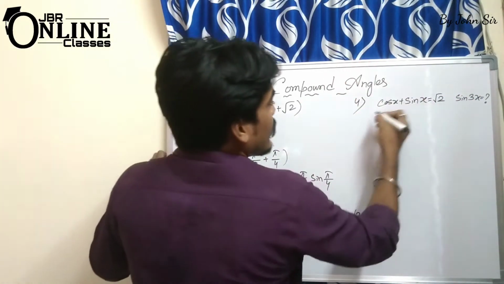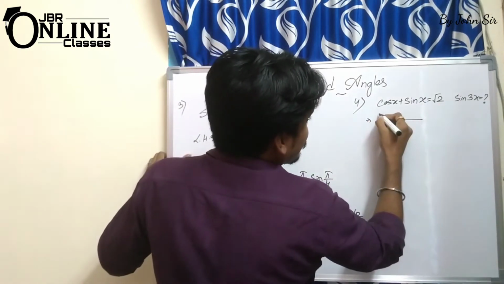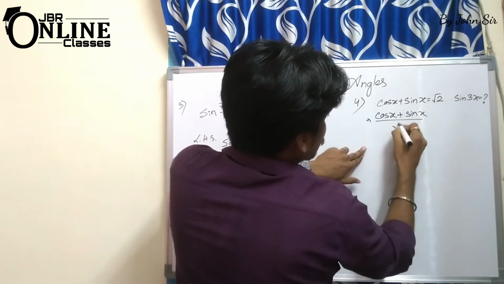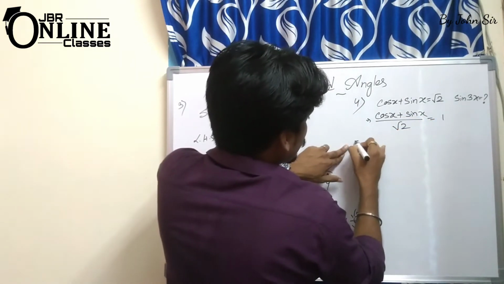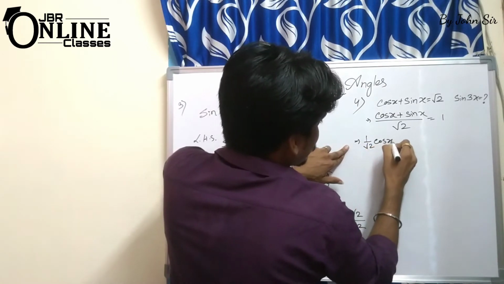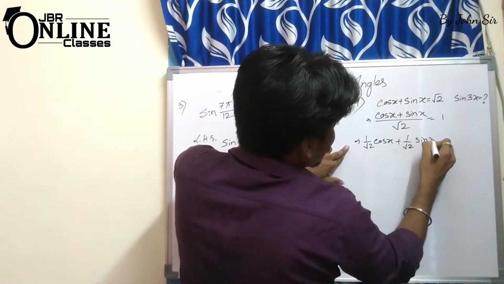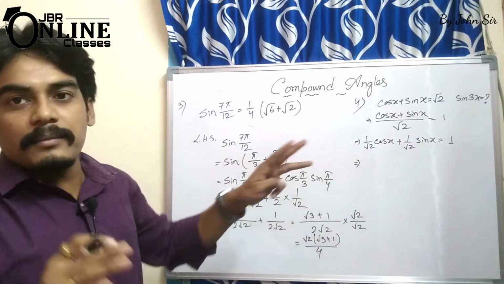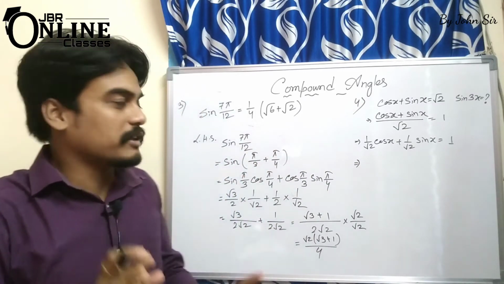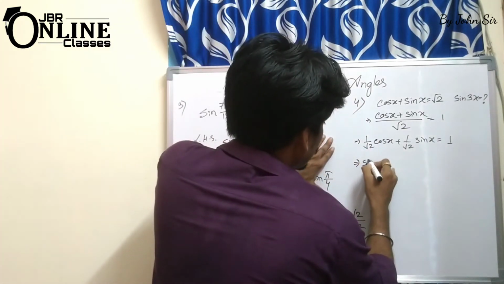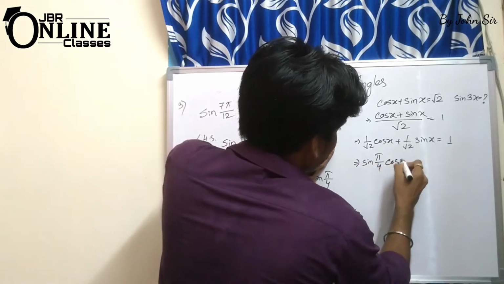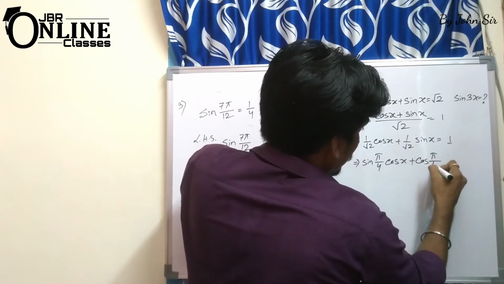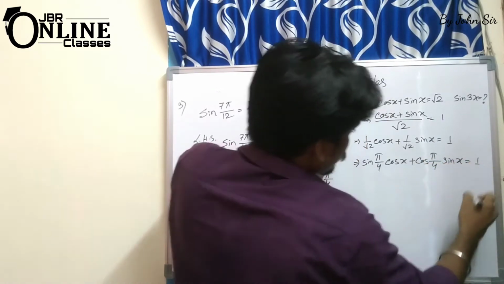So first here, if root 2 will be divided in the left hand side, so it becomes cos x plus sin x by root 2, and that equal to 1. So we can write here 1 by root 2 cos x plus 1 by root 2 sin x, and that equal to 1. Now as you know that 1 by root 2 means the value of sine 45 degree. So here you can write down sine pi by 4 cos x, and here cos 45 degree also the same value 1 by root 2, so cos pi by 4 sine x, and that equal to 1.